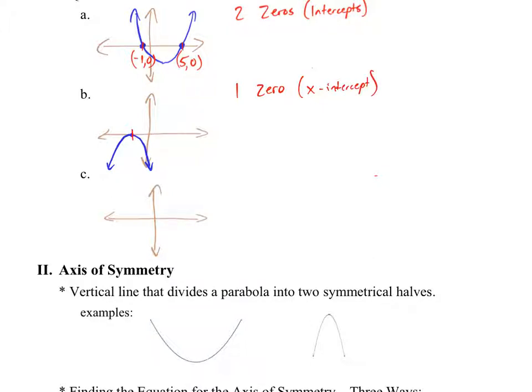And maybe that would be like, I don't know, a -2-ish. So -2 then would be a zero. Or if you wanted to, you can make it a point and say (-2, 0). And the last possibility is we could have no zeros or no x-intercepts.